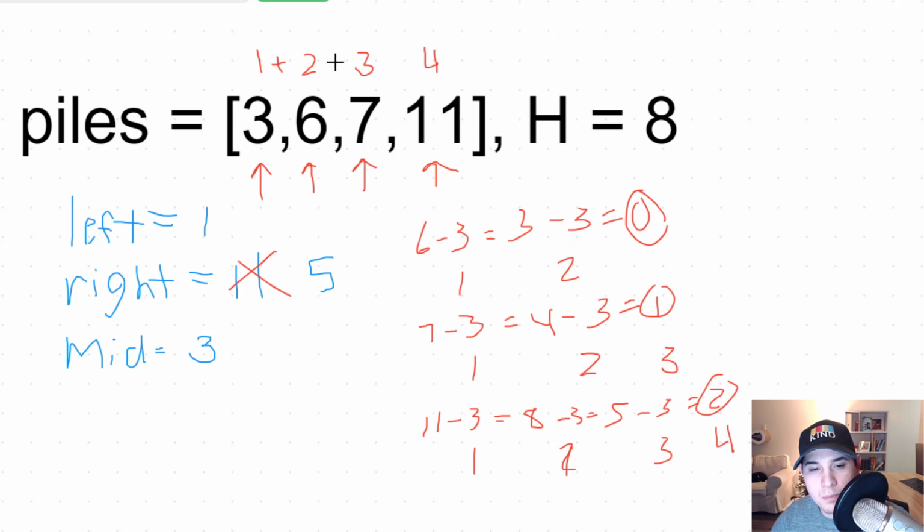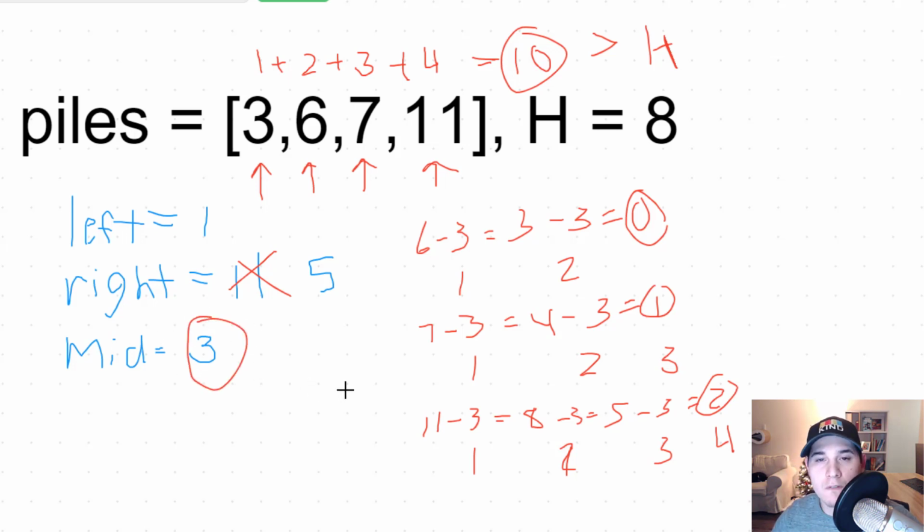And then we add up all of our hours. So that would be 3 plus 3 is 6. 6 plus 4 is 10. But the number of hours that we have here is greater than h, right? So what that means is we need to increase the number of bananas that Koko needs to eat per hour. Because at 3 bananas per hour, Koko was not able to eat all of the piles in h time, right? So we need to now increase our left pointer to close that gap.